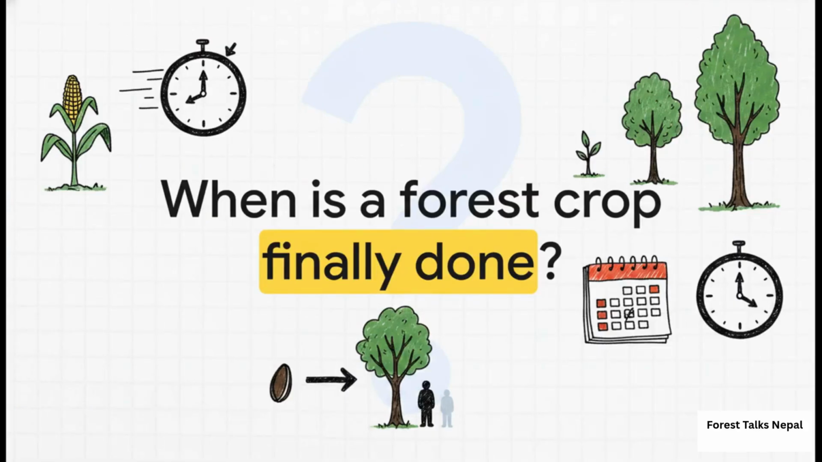But that brings up a pretty massive question, doesn't it? When is a forest crop finally done? Think about our farming analogy for a second. If you plant a corn crop, you know for sure you're going to harvest it in a few months. The timeline is fast, and it's laid out right in front of you. But trees, wow, trees take years, decades, sometimes even lifetimes to fully mature. So how do we actually know when it's time to harvest? How do we measure the end of a cycle that might literally outlive the person who planted the seed?